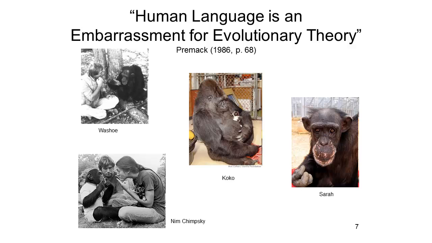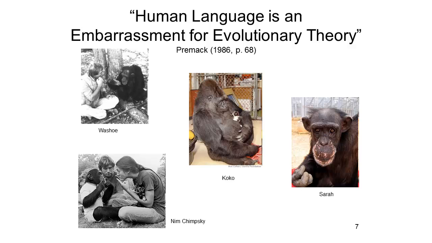Washoe and Nimchimpsky, 2 chimpanzees, and Coco, a gorilla, learned some aspects of American Sign Language. Another chimpanzee, Sarah, learned to string tokens together in order to form elementary sentences. However, the training of these animals was very arduous, required lots of time, lots of effort, lots of reinforcement, and it's not clear that any of it actually reflects language.